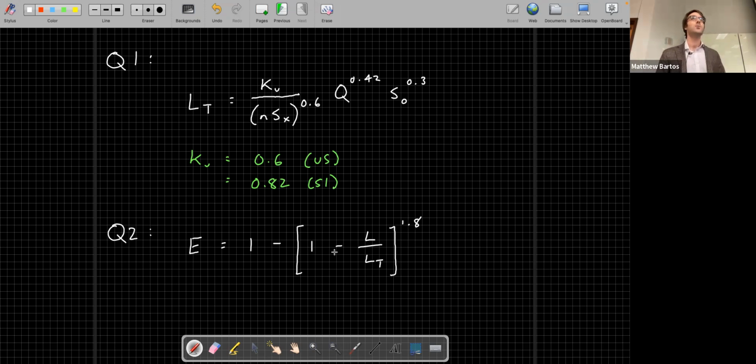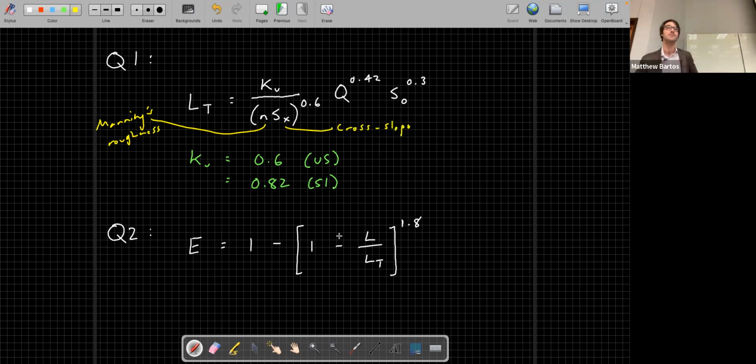Are there any questions before I move on? Yes, that's the 1.8 power. This is 1.8. And yes, KU is there. This N is the Manning's roughness, so this is similar to the gutter equation we used before. SX is the cross slope. Any other questions on these two equations?